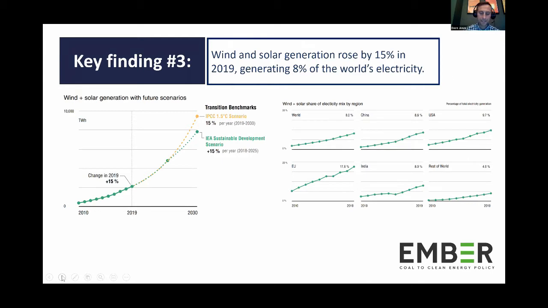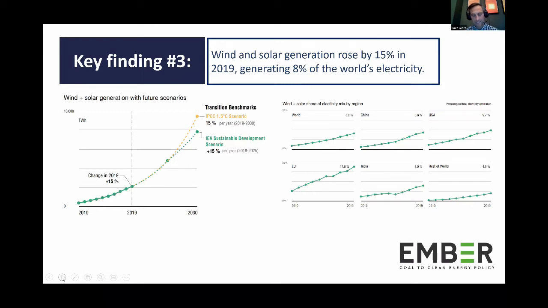The first of the graphs on the right-hand side shows that wind and solar generated over 8% of the world's electricity in 2019, and that's up from only 3% in 2013. That's one heck of an achievement. And one of the reasons is that so many countries are investing so heavily into wind and solar. You can see that China now gets almost 9% of its electricity from wind and solar, the US 10%, the EU a whopping 18%, and India 8%.